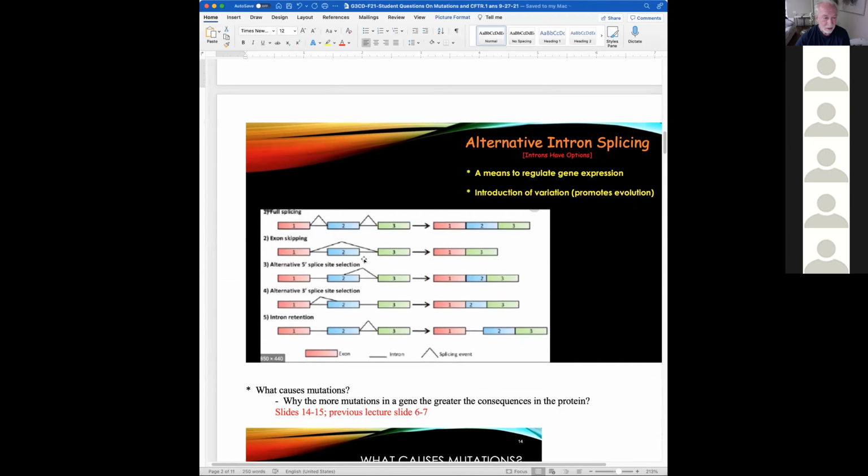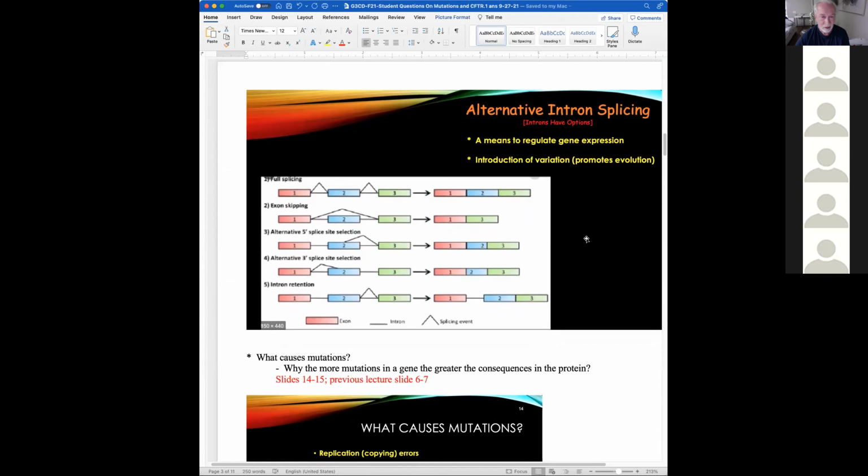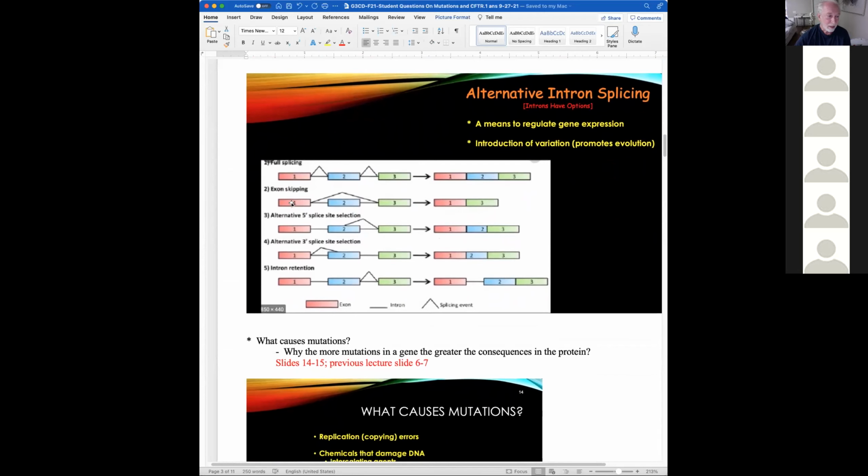And then there was a question about alternative intron splicing. And that's shown in this diagram, where you have several different options that introns have. So if you look at the top here, it says full splicing. You have 3 exons, 1, 2, and 3 in color, and 2 introns separating them. Now, if both of these introns are spliced, so that means that there's a splice site here and another one here, here, and here. You look at the mature RNA, it has no introns, and it has all 3 exons, 1, 2, and 3.